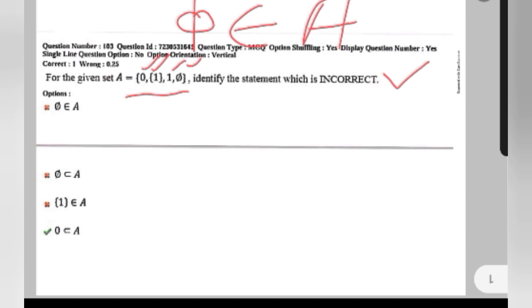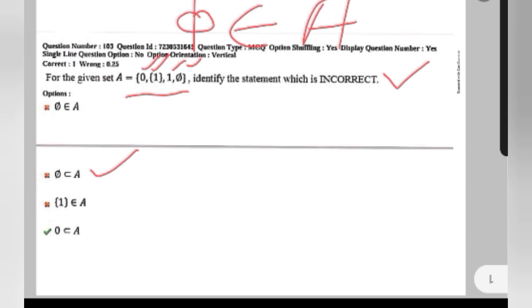One more thing: if you want to use the subset symbol, we need two sets. If I want to say that B is a subset of A, then B should be a set, not an element.